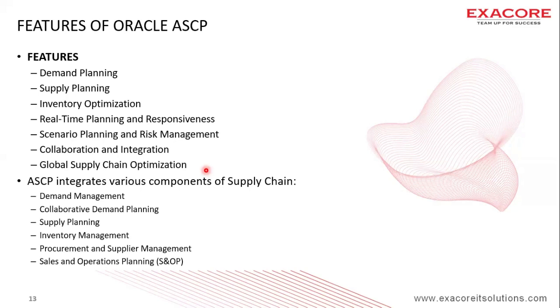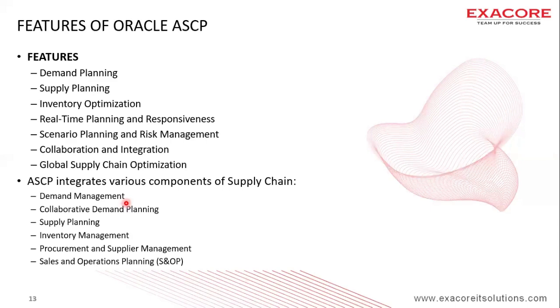Now, Oracle ACP integrates various components of the supply chain. How this integration is going to help is important. ACP integrates with demand management. How does this integration happen, and what is being collected? ACP pulls data from demand forecasts and actual customer orders to create a demand plan. This integration will ensure that the supply plan aligns closely with the market demand. That is very important. That means an organization should always have a plan which matches the market demand. So that data will be pulled using ACP from demand management.